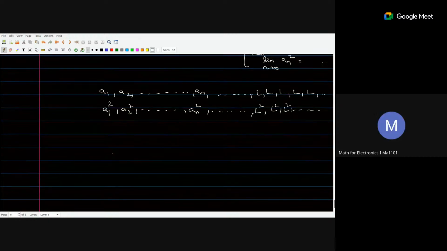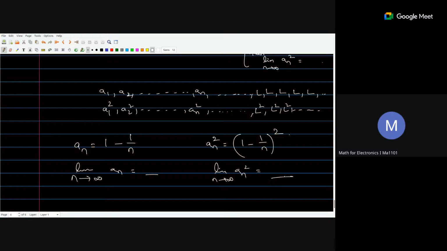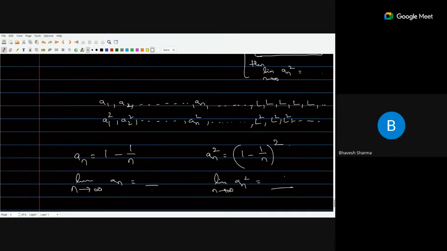One good example you can think of is you take 1 minus 1 by n as an. And you see what an square is. An square is 1 minus 1 by n whole square. So you compare. You just compute what is happening to limit n tends to infinity of an. If this is the thing, what will happen to limit n tends to infinity of an square? So will it go to infinity or? So it is also L only.